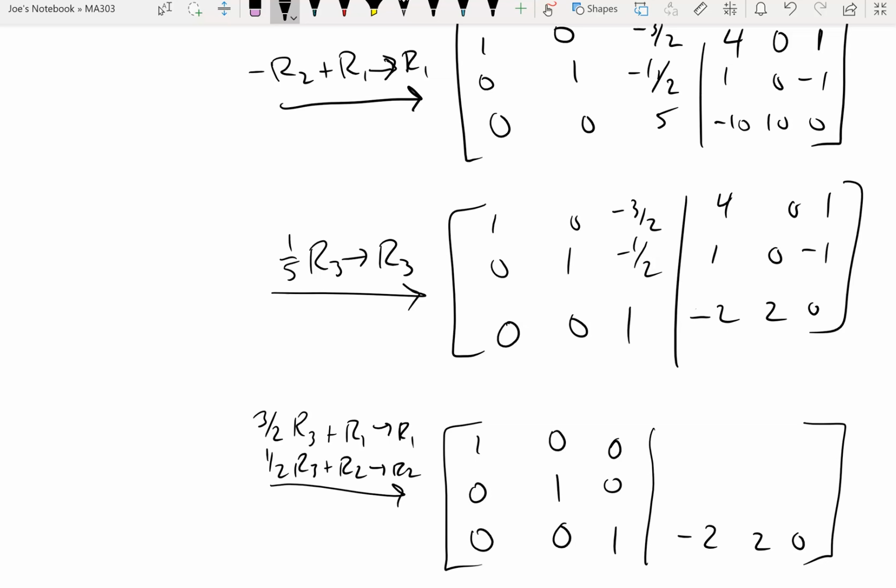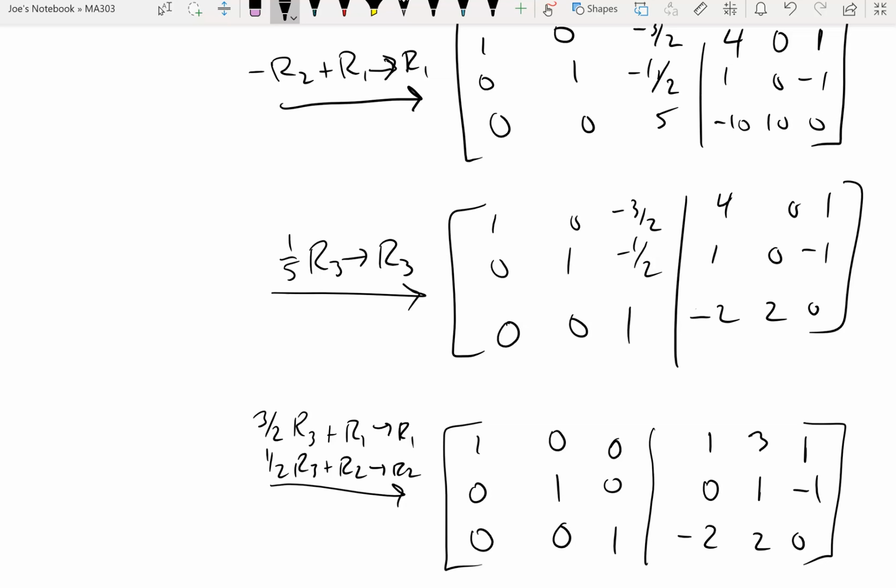All right, 1 half times negative 2, or sorry, let's do the 3 halves. 3 halves times negative 2 is negative 3 added to 4 gives me 1. 3 halves times 2 is 3 added to the 0 gives me 3, and then I'll get a 1 up in the upper right. 1 half times negative 2 is negative 1 added to the 1 gives me 0. And then 1 half times the 2 gives me 1, added to the 0 gives me 1, and then I'll get a negative 1 here. Doing anything with the 0 is not doing anything.